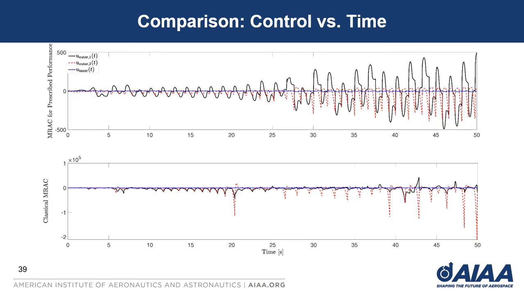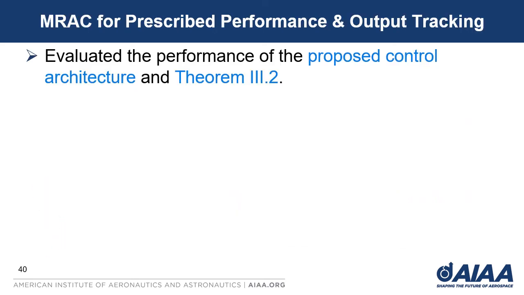Here we show the control versus time for MRAC for prescribed performance in the top and classical MRAC in the bottom. We have also evaluated the performance of the proposed control architecture in theorem 3.2, but due to time constraints I cannot dive into the plots, so I encourage you to check the paper.